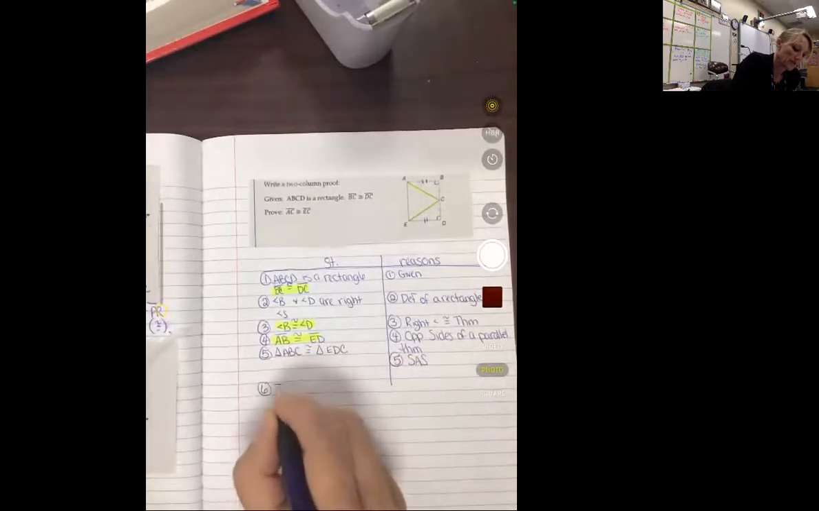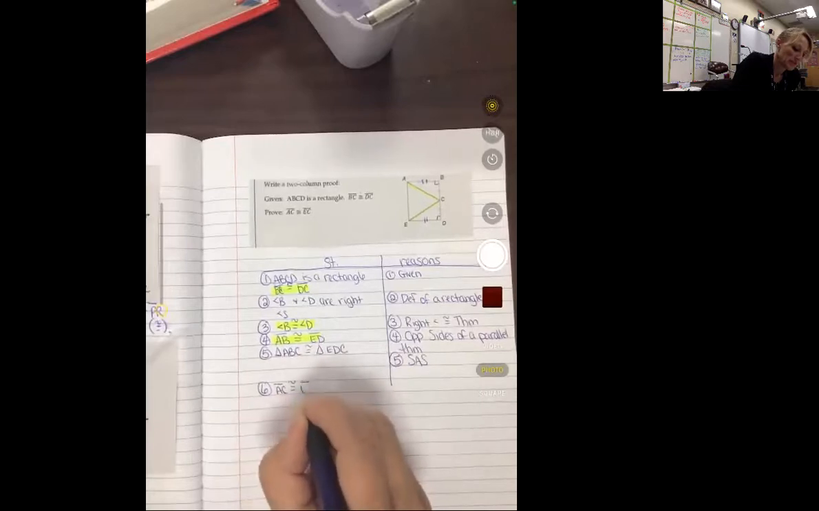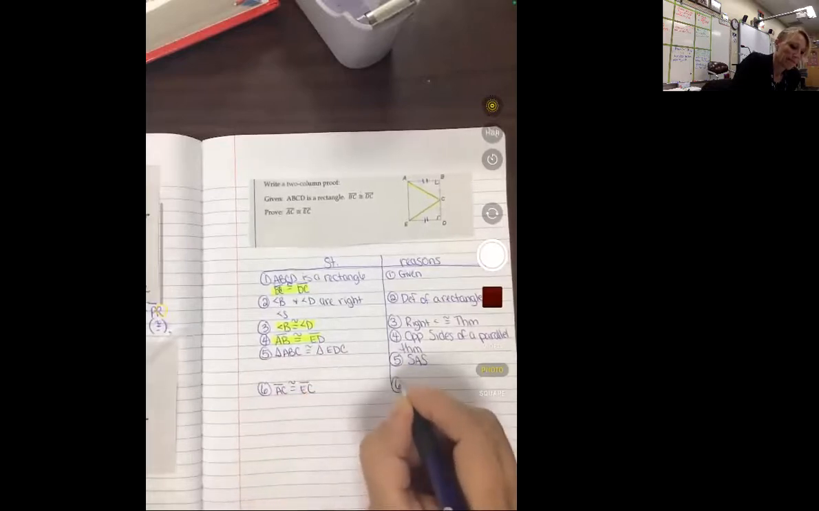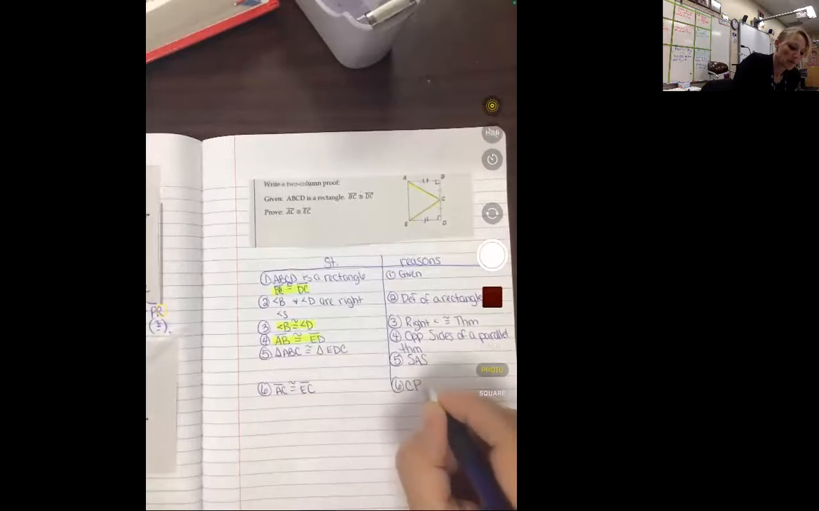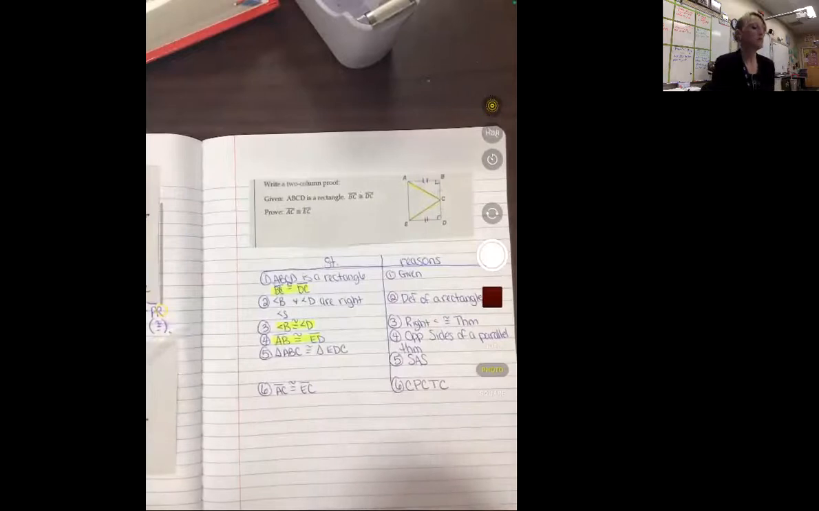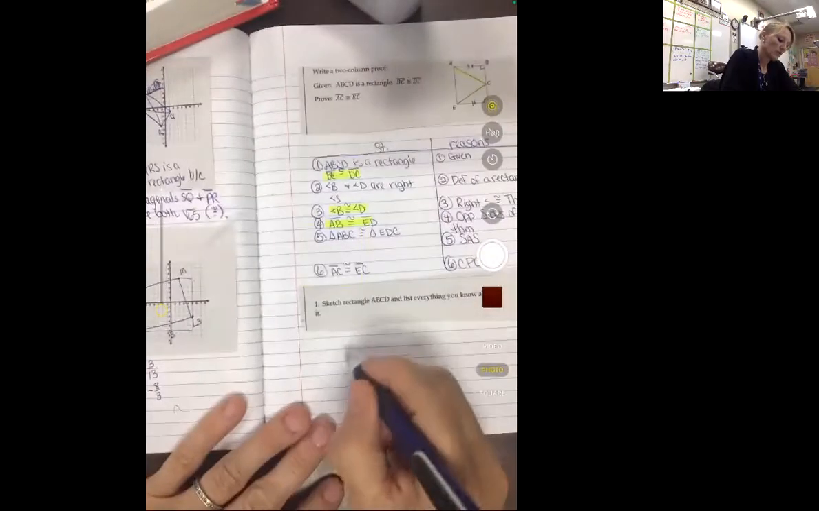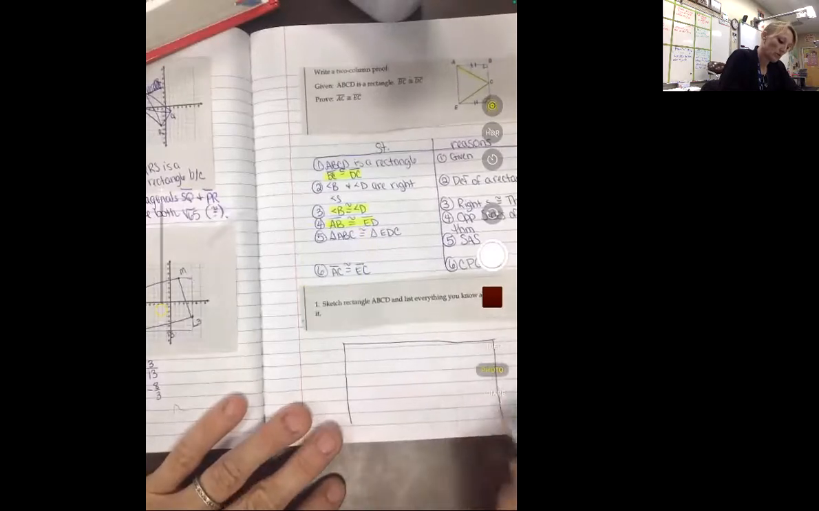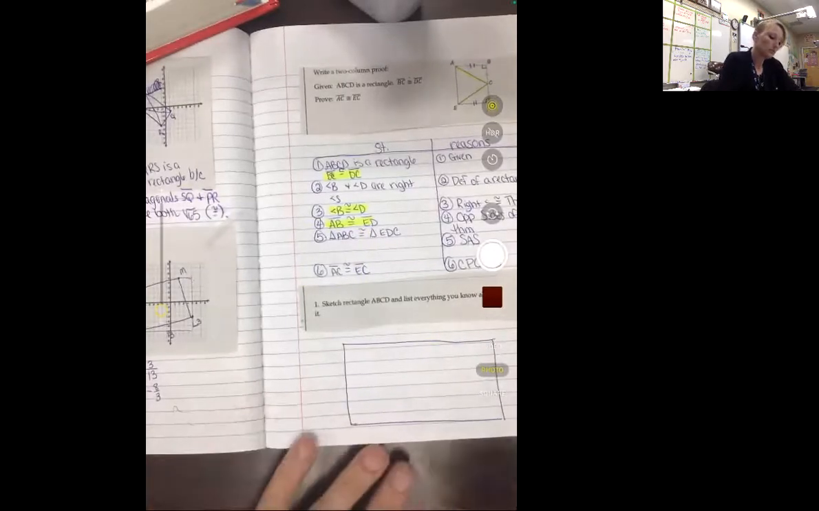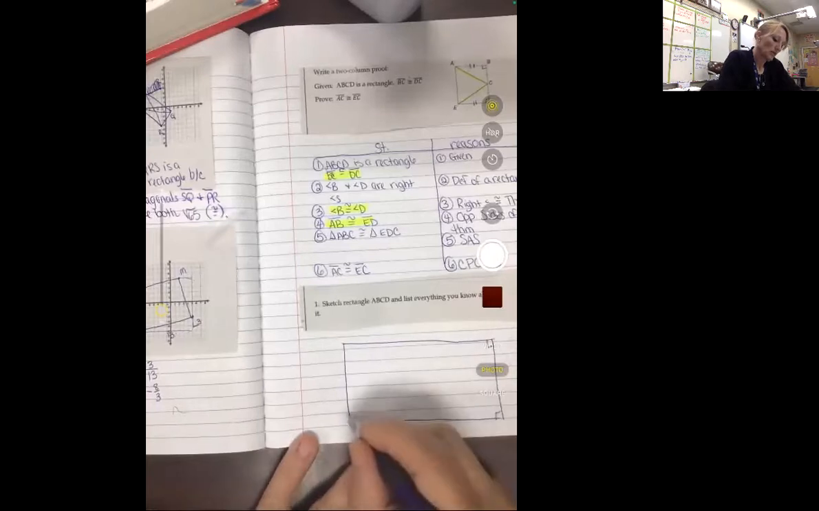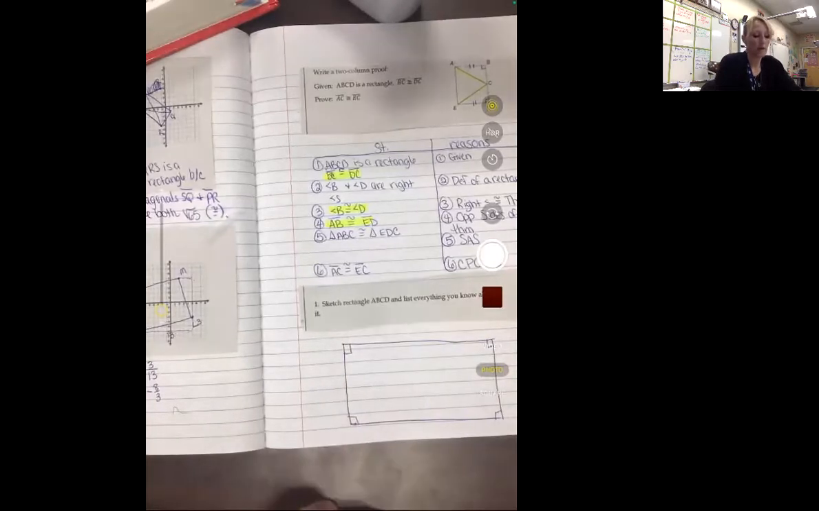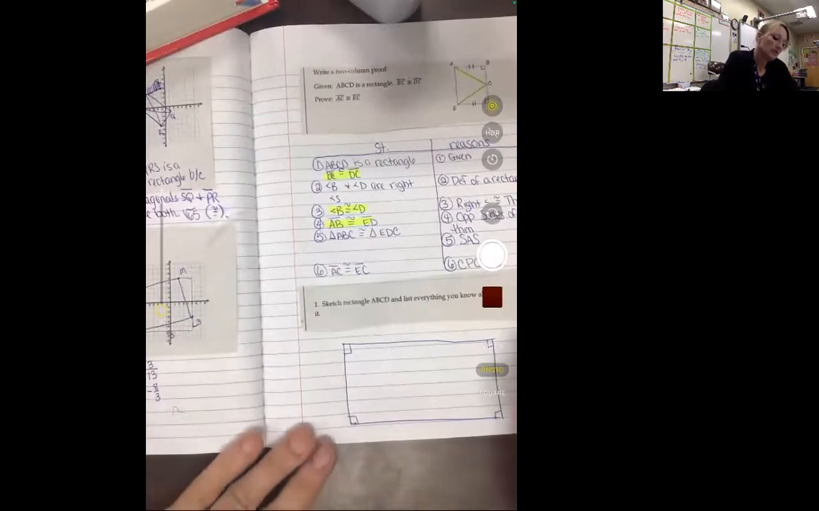And then we can state that side AC is congruent to side EC by corresponding parts of congruent triangles are congruent, CPCTC. And then finally, the very last part is to sketch rectangle ABCD and list everything that you know about it. So we're looking for all of those. So I'm going to make a rather big rectangle. And the rectangle has to have 4 right angles, so therefore that is a rectangle. List everything that we know about it.